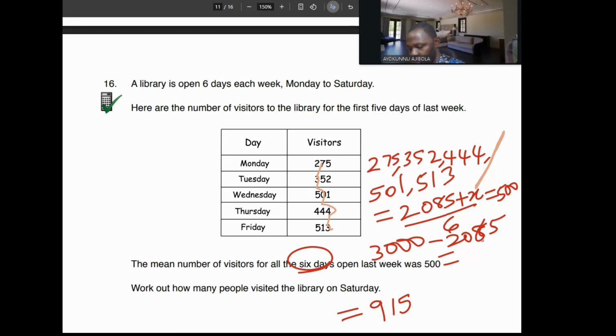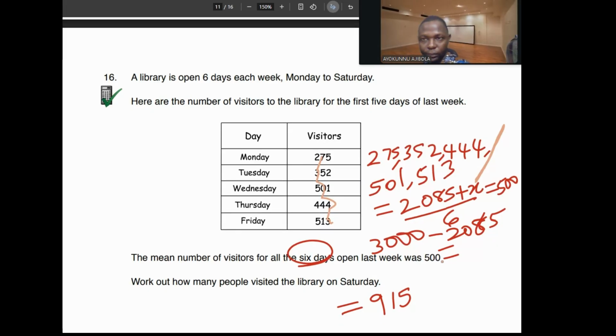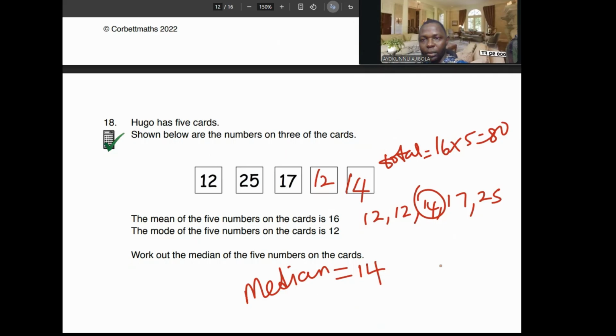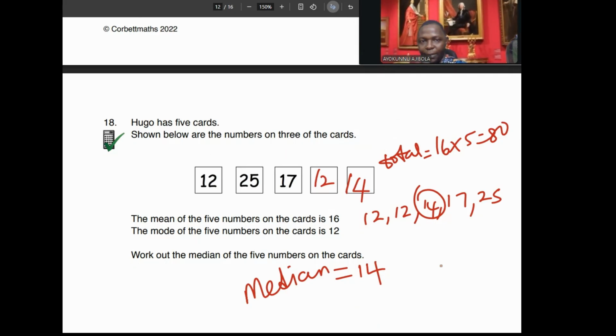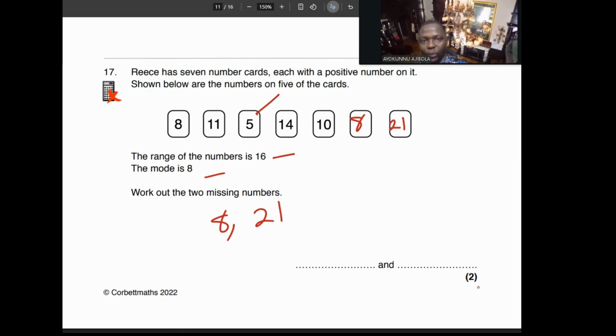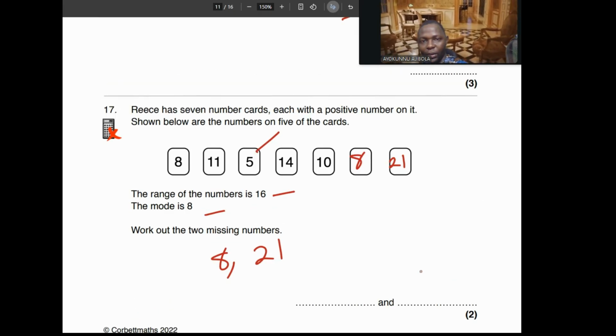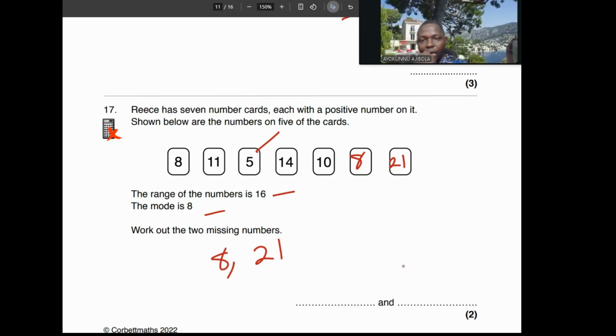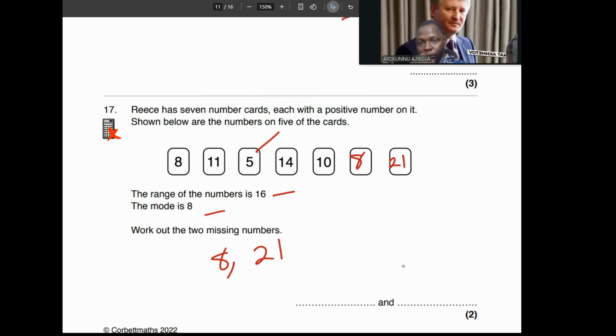All right, for the next one, I got 8 and 21. That's correct. Then number 18. Sorry, 8 and 24. But what did they get? Did they get 8 and 21? Yeah, they got 8 and 21. How did I get it again? It said the range is 16.